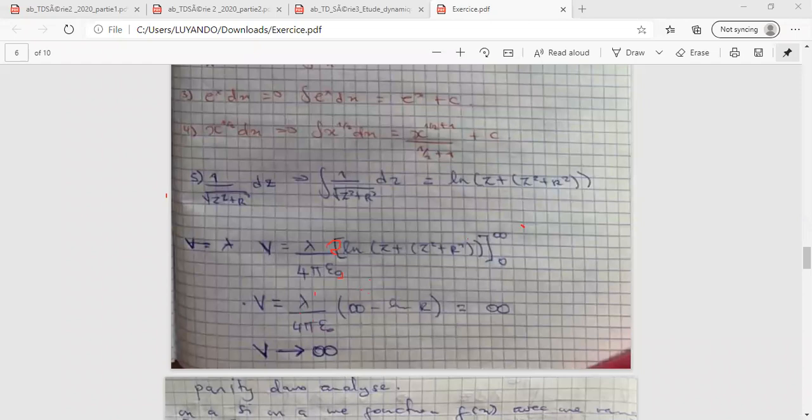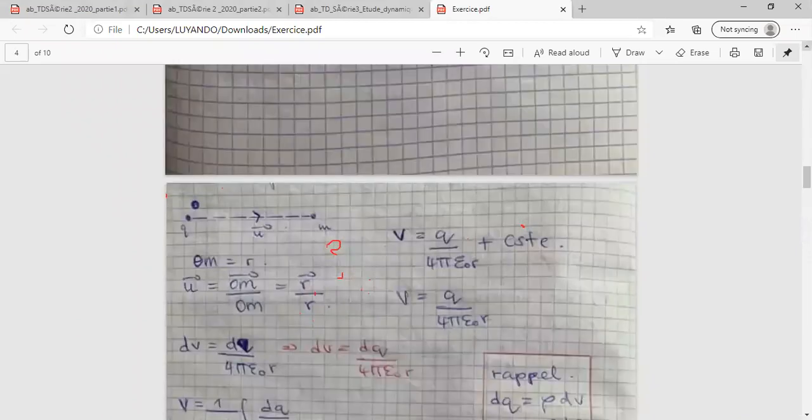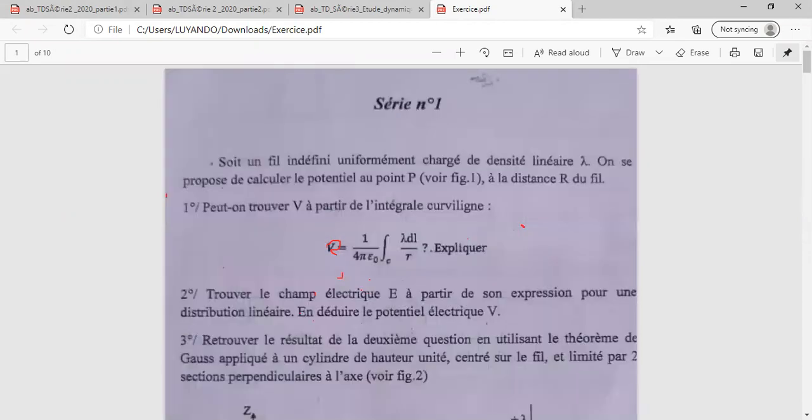So I will go to our first question. They actually even gave us the 1 over 4 pi epsilon 0. They gave us our dq because they told us it's a linear density. So we just had to follow some steps.